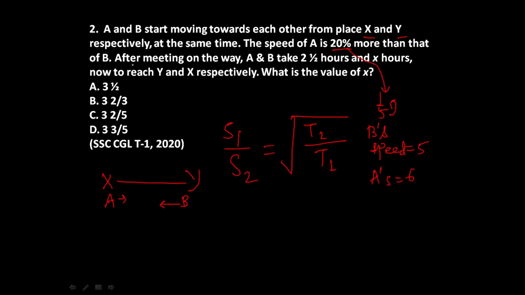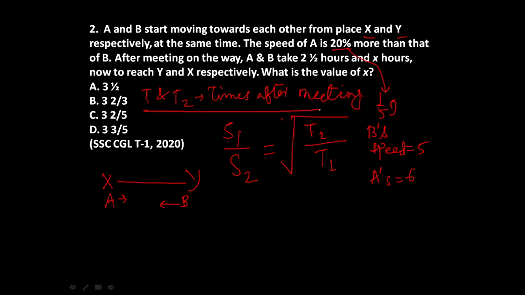And it says after meeting on the way, A and B take 2.5 hours and X hours respectively to reach Y and X. This T1 and T2 are the times after meeting. Times after meeting. Clear? So how will you solve it? Here S1 means A speed, 6, S2 means B speed, 5.